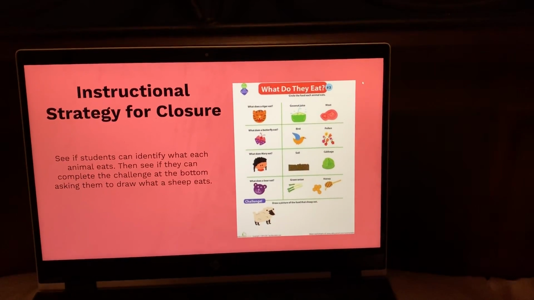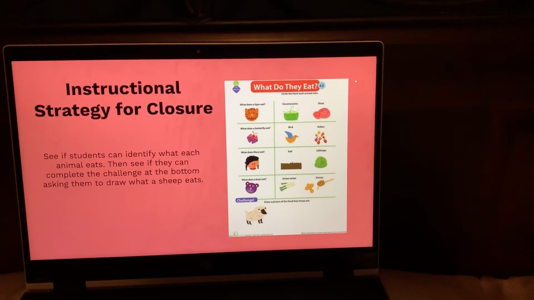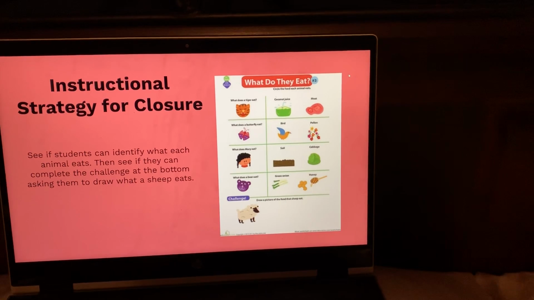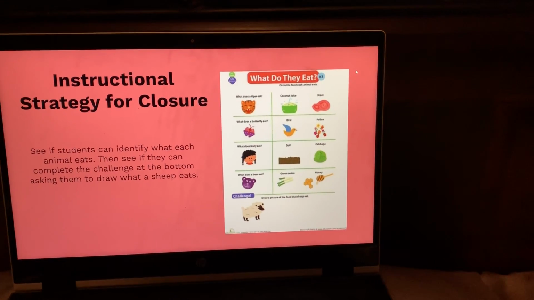And the instructional strategy for closure, have this worksheet, and they can try to identify what each animal eats. And at the very end, it allows them to draw what they think a sheep eats.